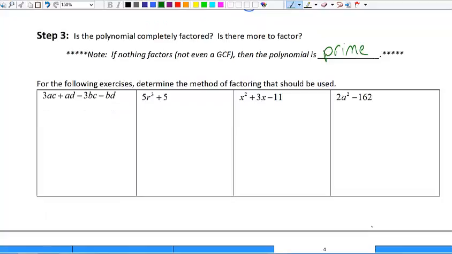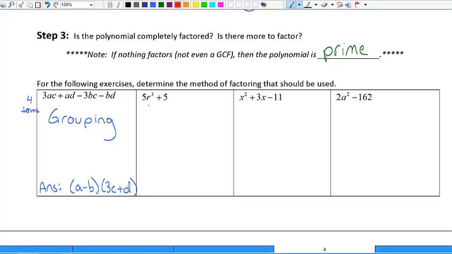Okay, for the following exercises, determine the method of factoring that should be used. Now, we're not going to do every single one of these problems, but I will give you the answers. The purpose of this exercise is that you can go through the flowchart and figure out what method you should pick. So step 1, GCF. Is there a GCF on this first problem? No, there's not. Step 2, do you have 2, 3, or 4 terms? Well, we have 4 terms, and because we have 4 terms, you need to use grouping. I'm not going to factor this for you, but if you want the answer, I will put it down here at the bottom so that you can work it out on your own.